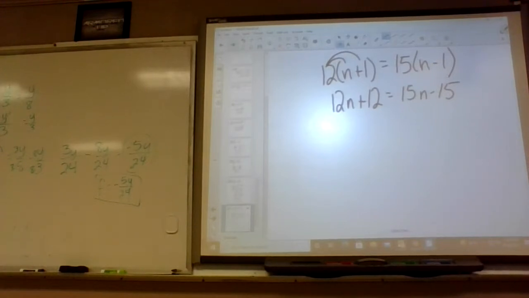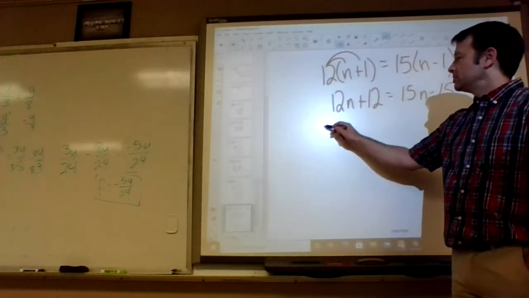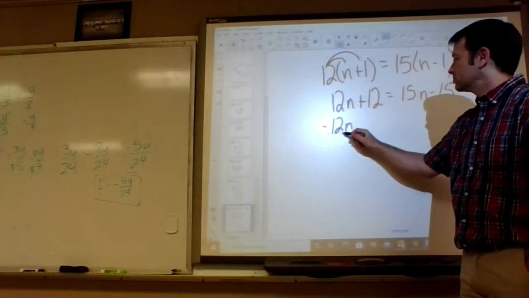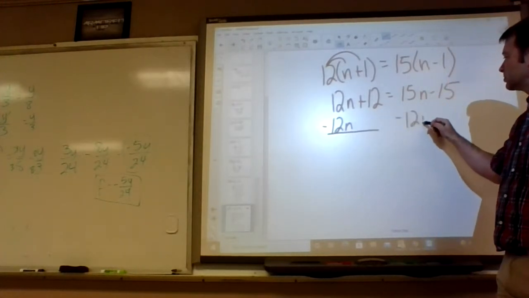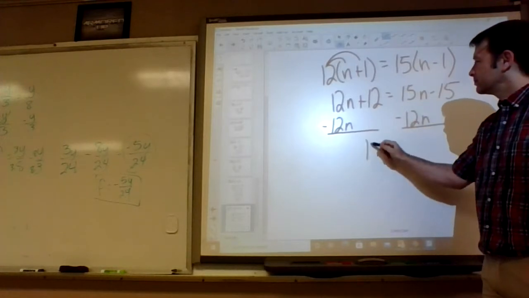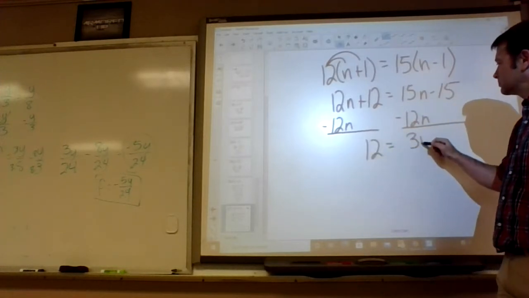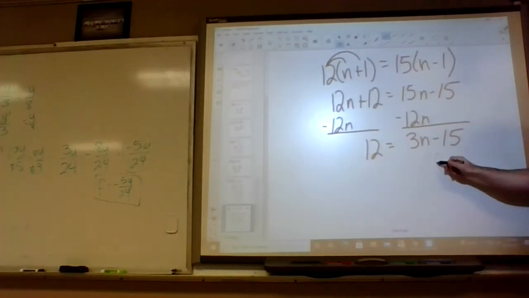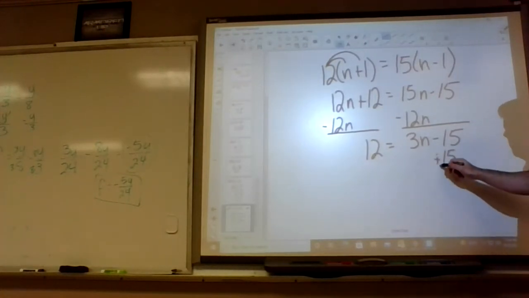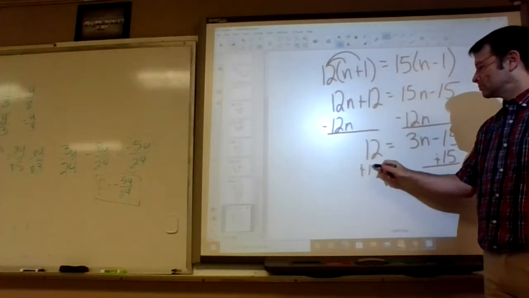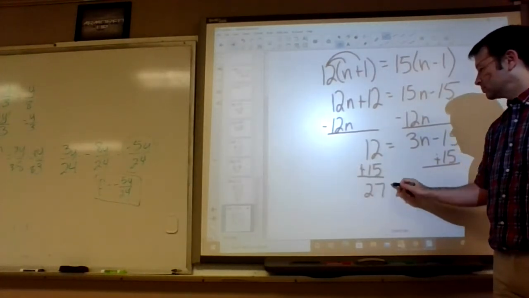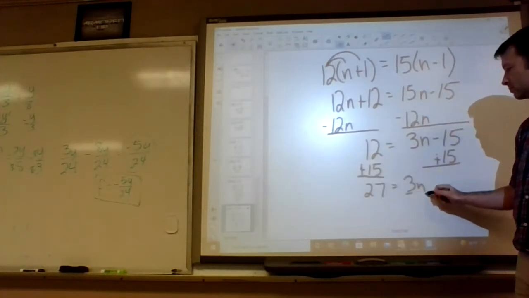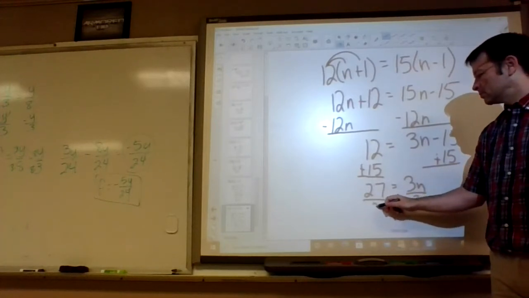Now, what do we do when the n's are on both sides? Subtract. Oh, wait, I can. Yeah, I need to divide. Minus 12 equals... and then you add 15, and then it's 27, and then 27 divided by 3, then you get 9. Which is it? 13? Okay, yeah. 27. I was right.